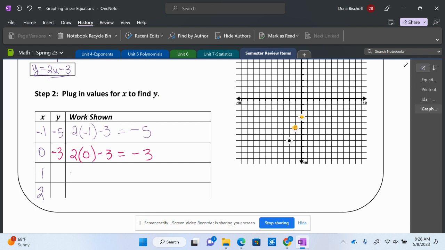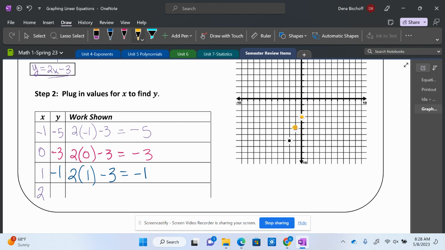Let's do one more. I see your hand, Austin. 2 times 1 minus 3. What is 2 times 1 minus 3? It's -1. So when x is +1, y is -1. So I have plenty of points that I can actually connect my lines.